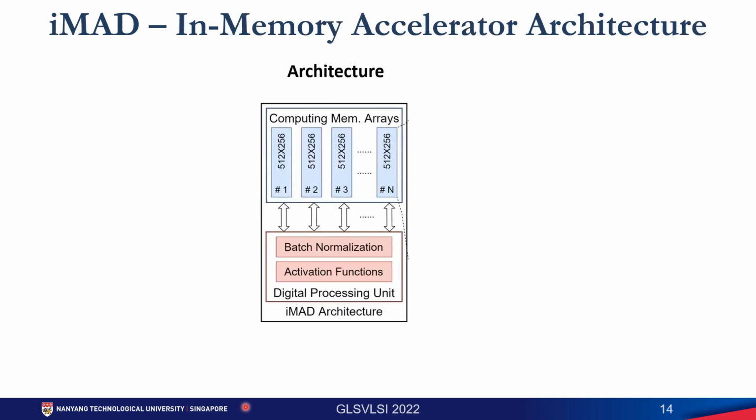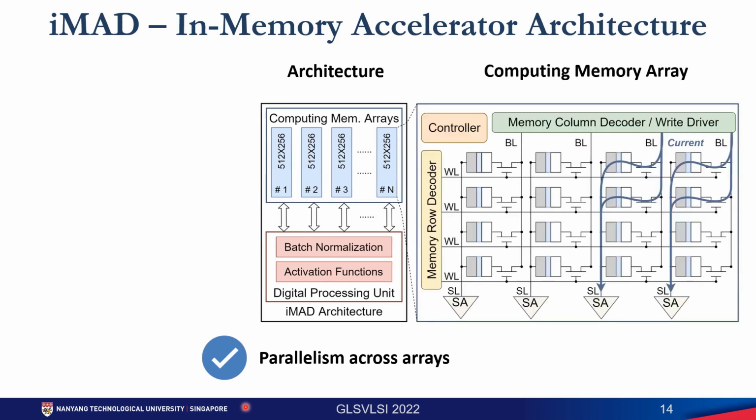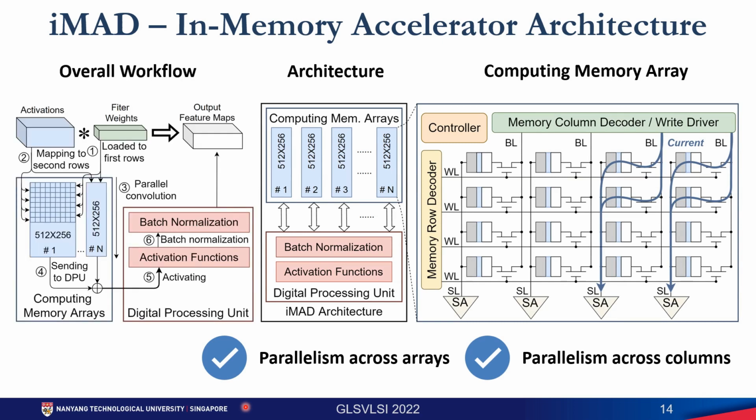Based on the proposed circuit, we build the accelerator architecture. It contains 2 main components: the computing memory arrays and the digital processing unit. As there are many computing memory arrays, we can conduct parallel processing across arrays. Inside the computing memory array, each column has a sense amplifier. Thus, we can conduct parallel processing across columns inside each array. The overall workflow is shown on the left.